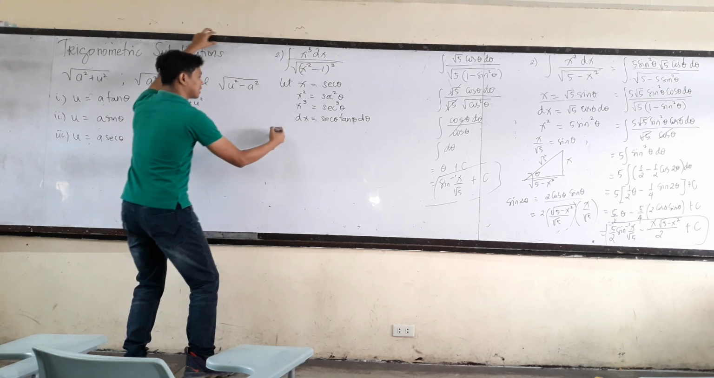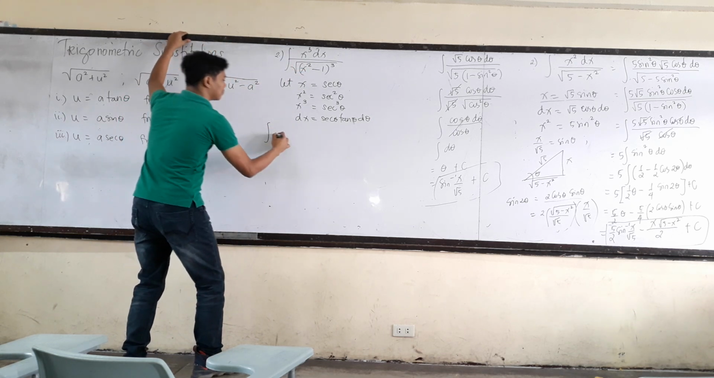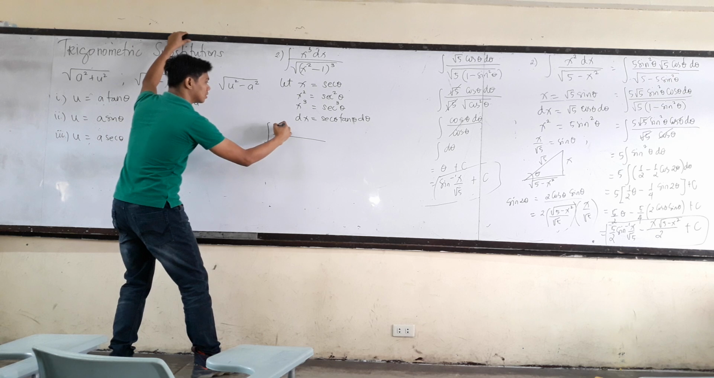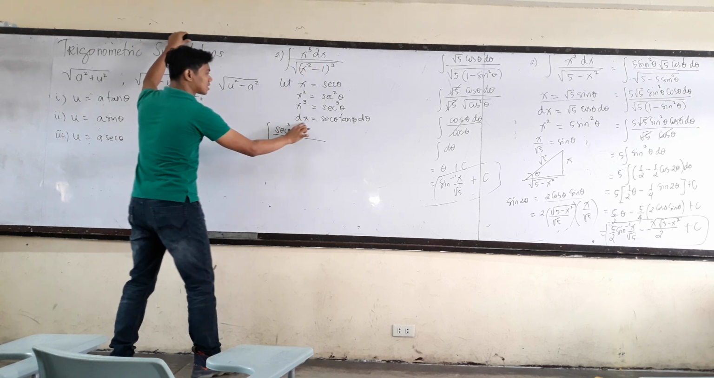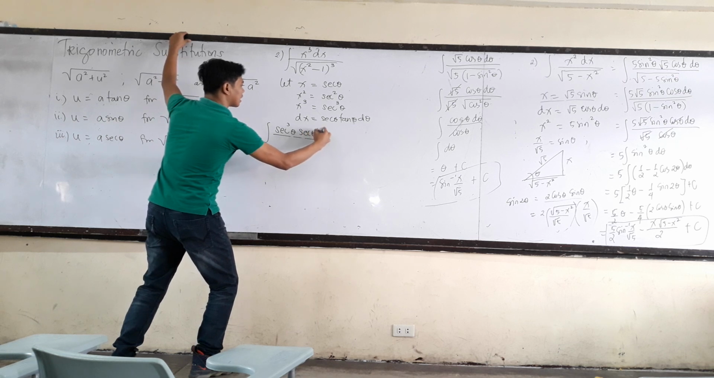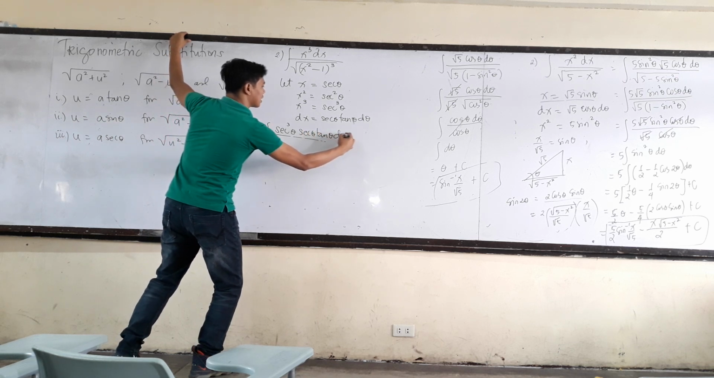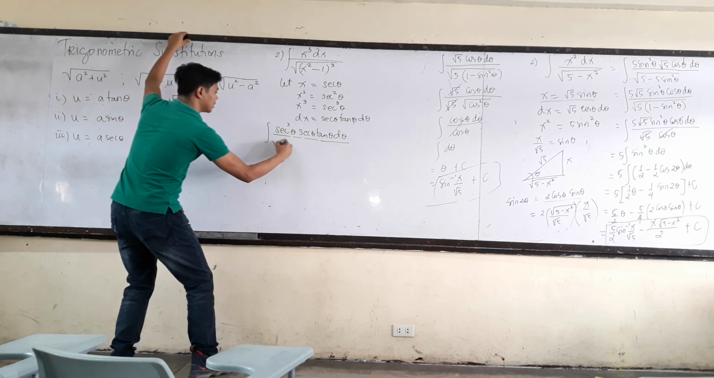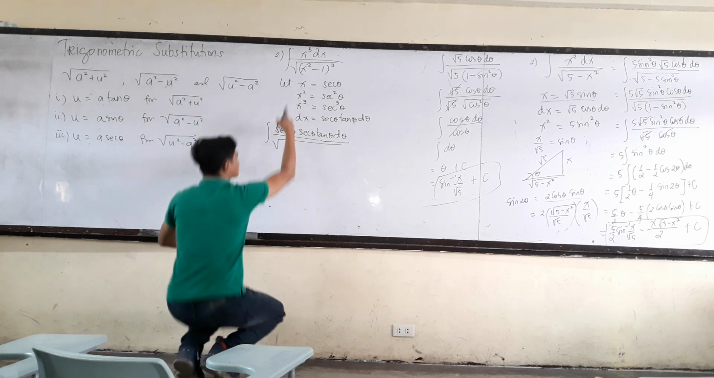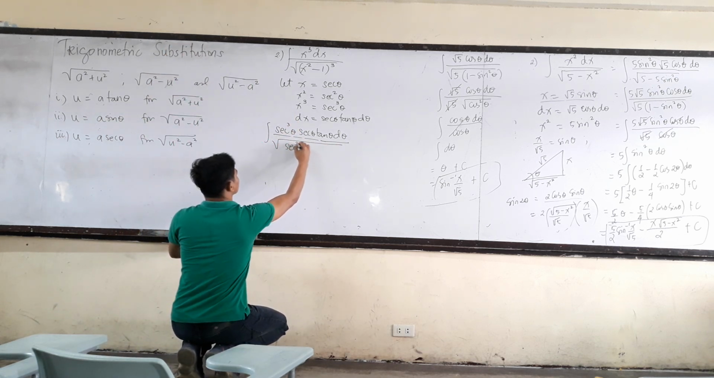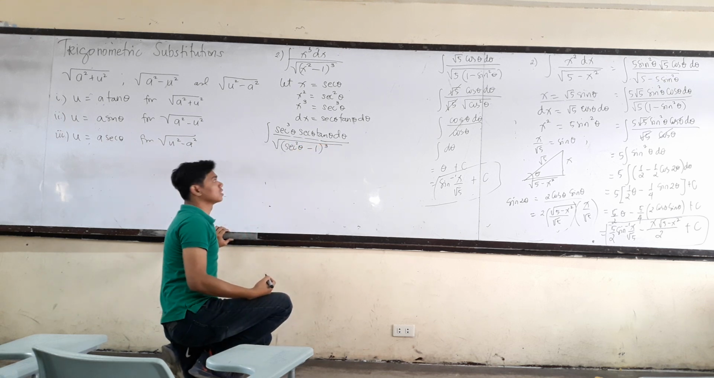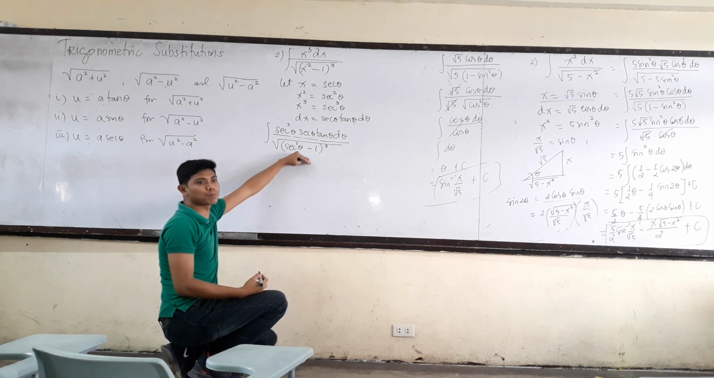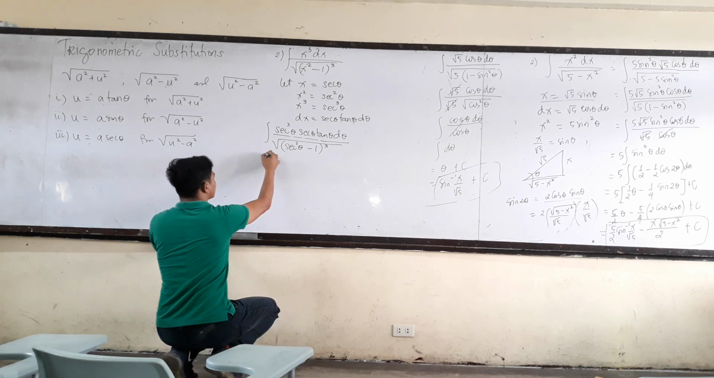And then you replace everything here. Integral of, what is x cubed? Secant cubed theta. What is dx? Secant theta, tangent theta, d theta. All over the square root of x squared, secant squared theta, minus 1, then to the third power. And then the only thing left to do is to simplify this part before integrating.